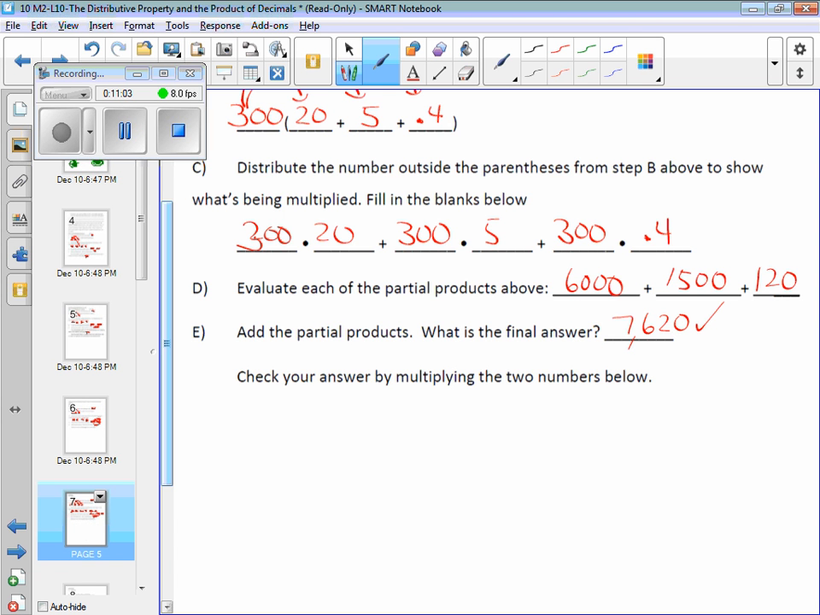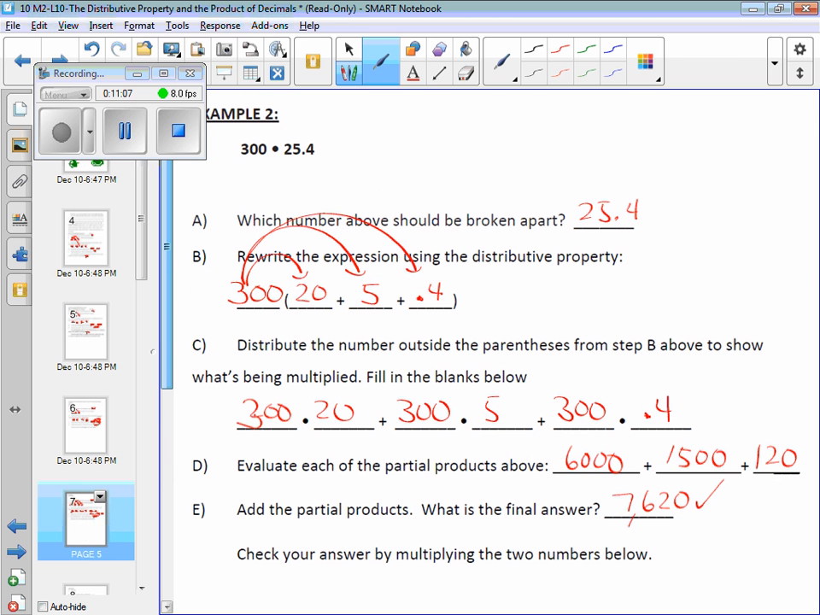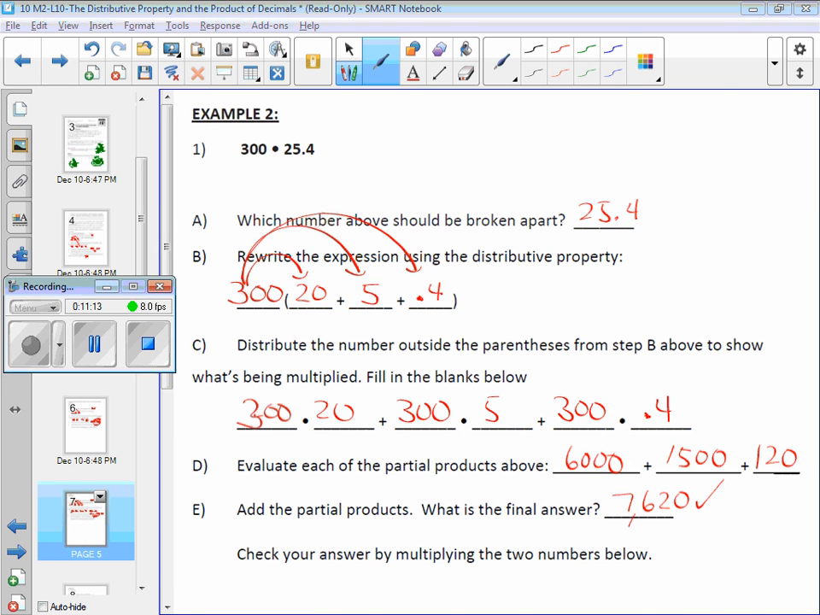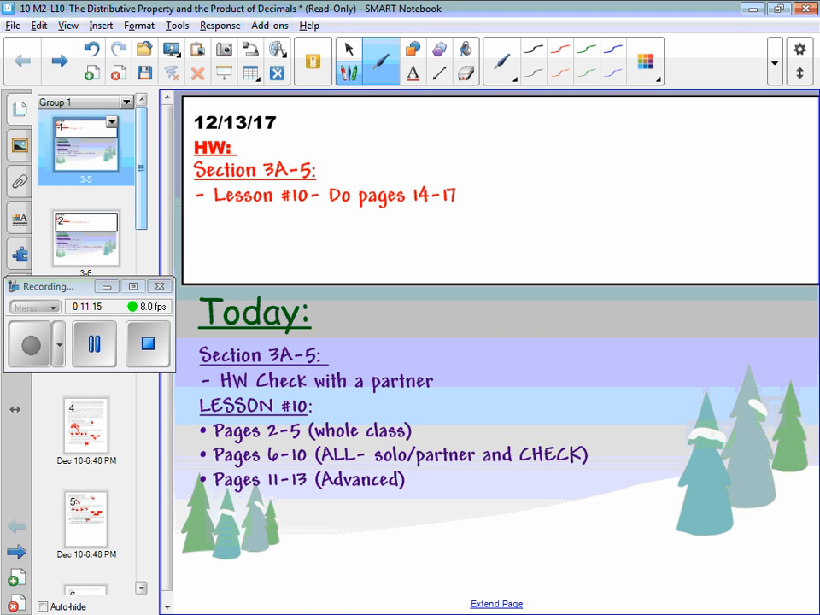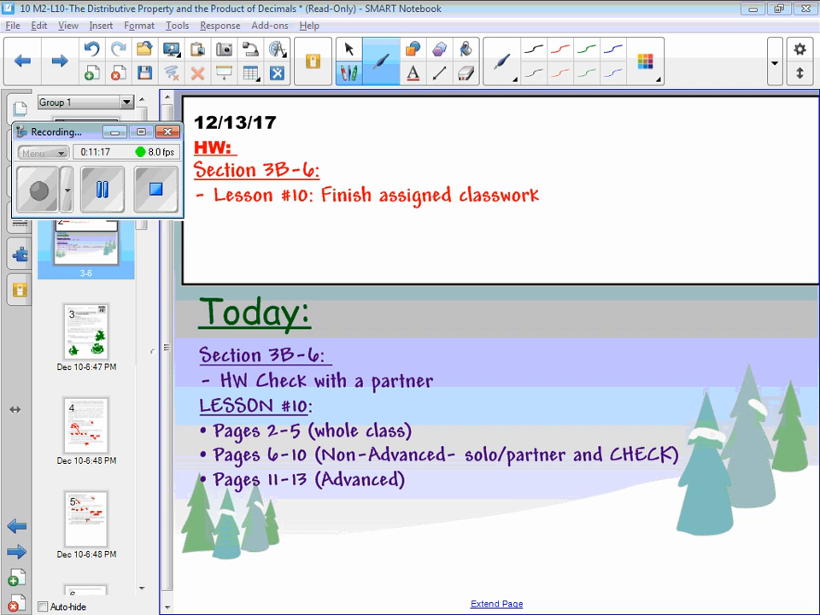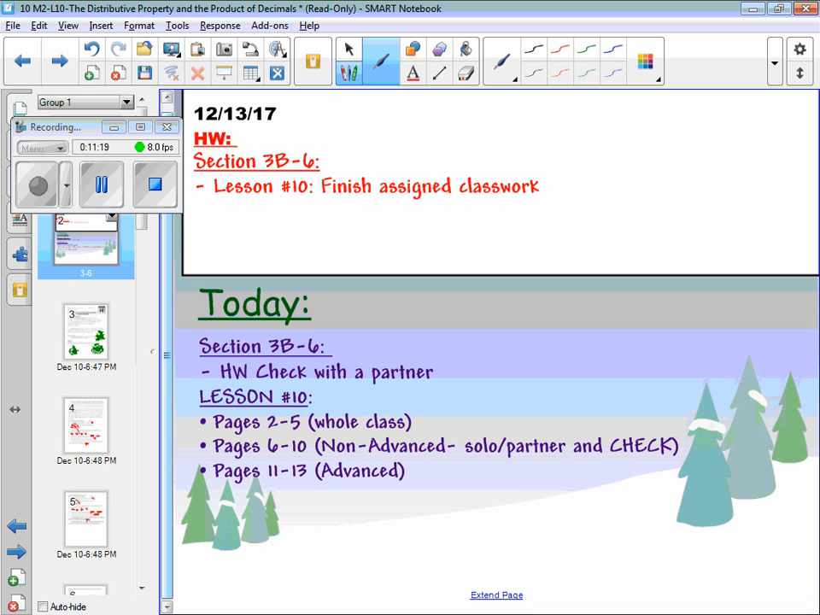How's it look? Doable? Okay, so let's go back to the cover sheet so you know what your responsibilities are, because your homework is to finish whatever's not done in class. Well, let's see what the classwork was. If you are not advanced, you have to do 6 through 10. You'll be surprised how quickly you'll go through this. Once you know what to do, you'll be good. And then advanced, you'll tack on 11 through 13.